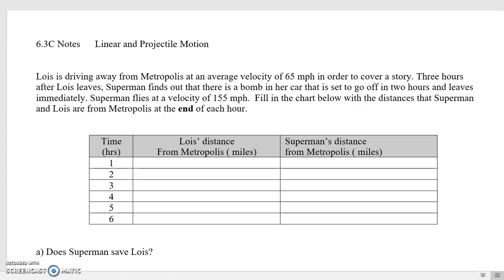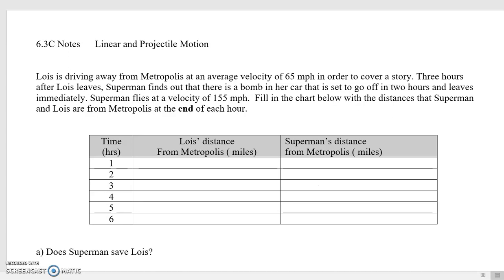So we will be wrapping up this unit, and I will be placing an announcement soon about your test on 6163. So we're going to continue with some linear type of parametrics, and then we'll move on to some other things. So we're going to deal with Superman and Lois Lane.